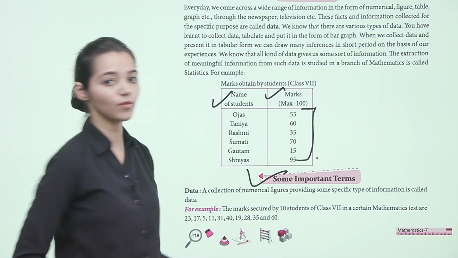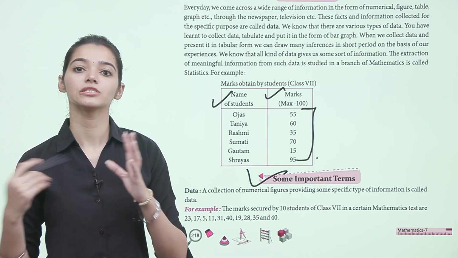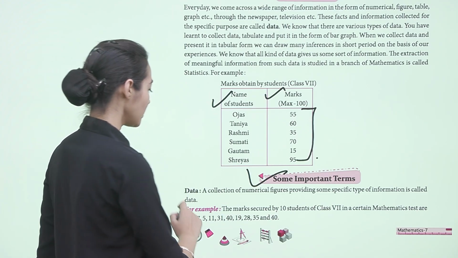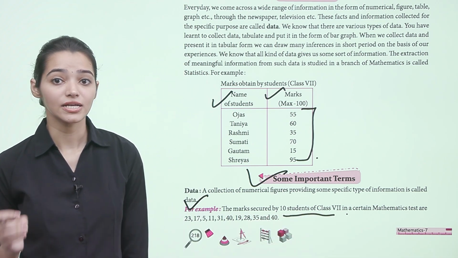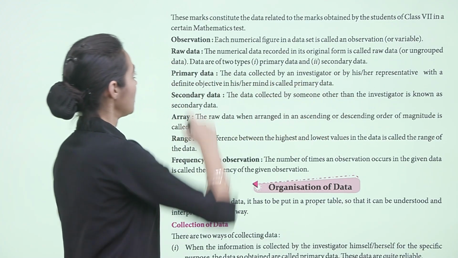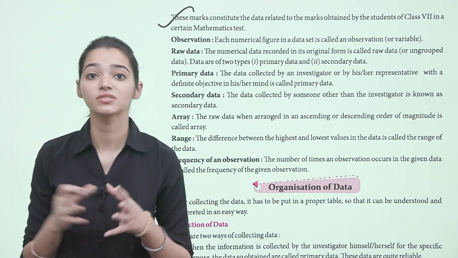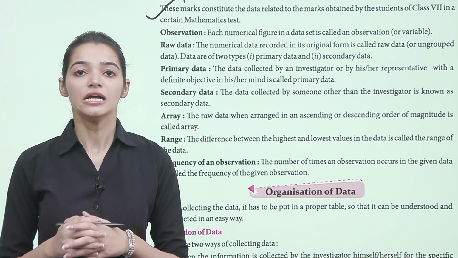Now here are our some important terms. Data is what? Collection of numerical figures providing some specific information. Now here are the examples of how many marks are secured by 10 students of class 7th in a certain maths test. Now these marks form the data related to the marks obtained by the students of class 7th in mathematics.